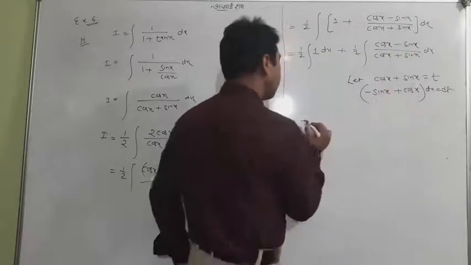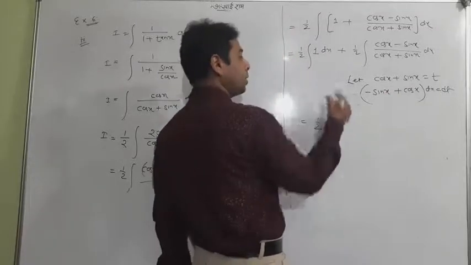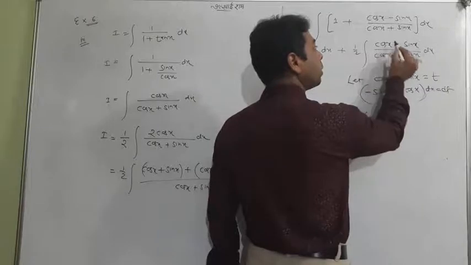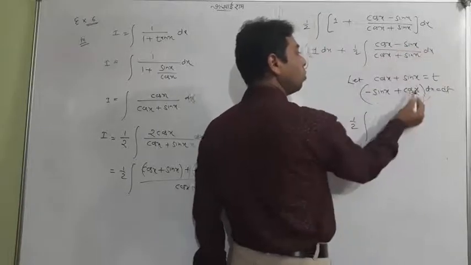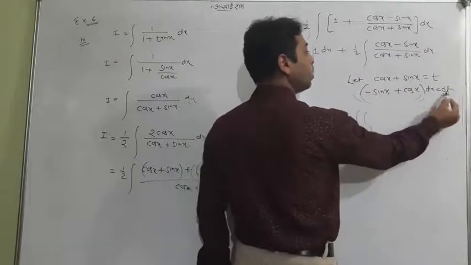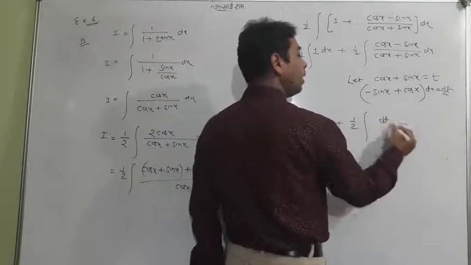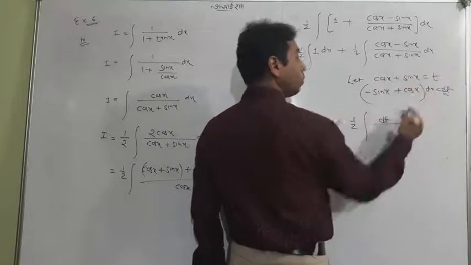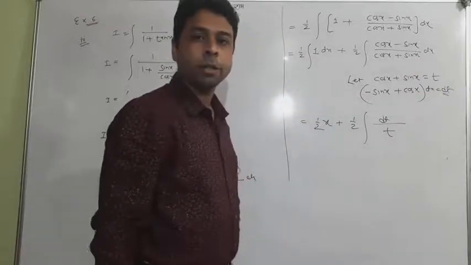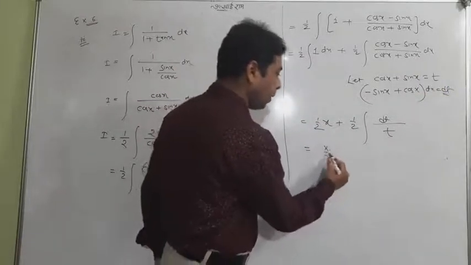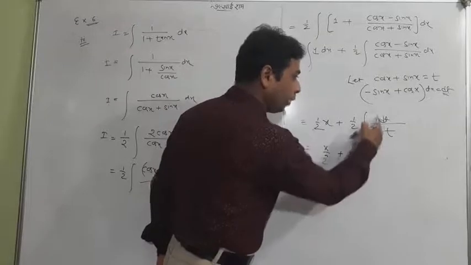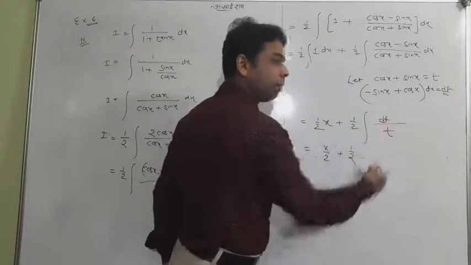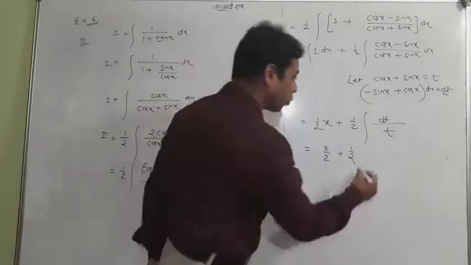Look, now what to do? This is 1 by 2 x plus 1 by 2, this whole from cos x minus sin x dx; cos x minus sin x dx equals dt. So you will write dt here instead of all that, and instead of cos x plus sin x, what are you going to write? t. And the answer is x by 2 plus 1 by 2 and 1 by t dt. So 1 by t dt, and 1 by t has an integration log t.